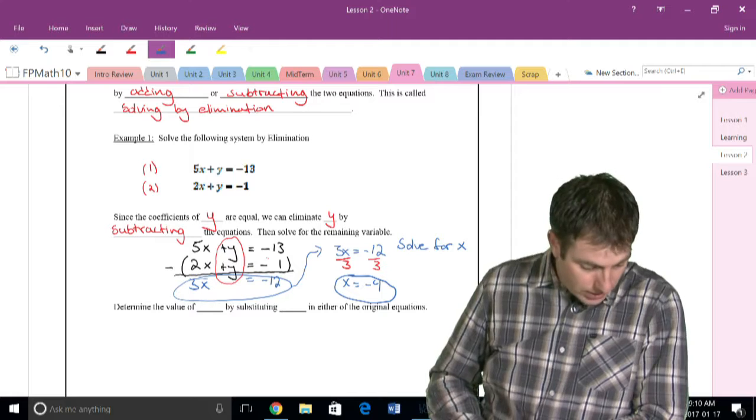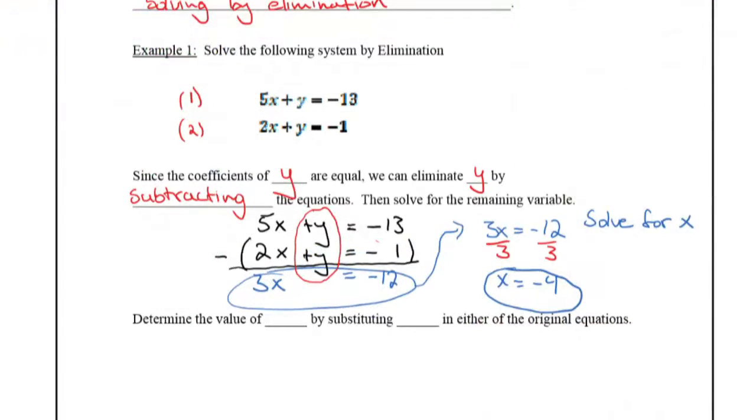So determine the value of y by substituting x equals -4 in either of the original equations. It doesn't matter which one you pick. I'm going to pick the first one just because it's the first one. So all I'm doing is bringing down the first equation, 5x plus y is -13.